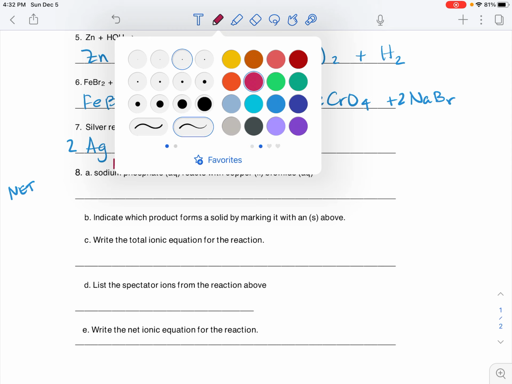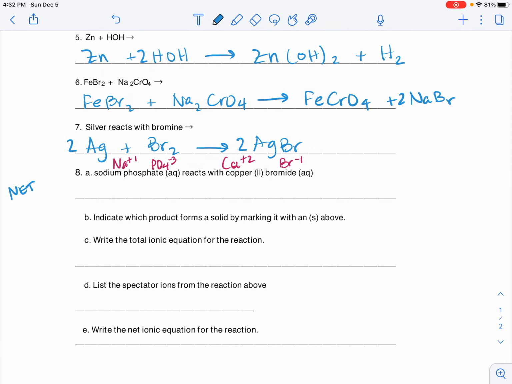Having those will help you out a little bit because you're going to need to use them 4 times to crisscross. So sodium phosphate, Na3PO4, and copper 2 bromide, that's going to be a Cu, Br2. And now they're going to crisscross again. The outside ones go together and the inside ones go together. So sodium is +1 and bromine's -1. And then copper is +2, but phosphate is -3. So when you crisscross them, you're going to end up with that.